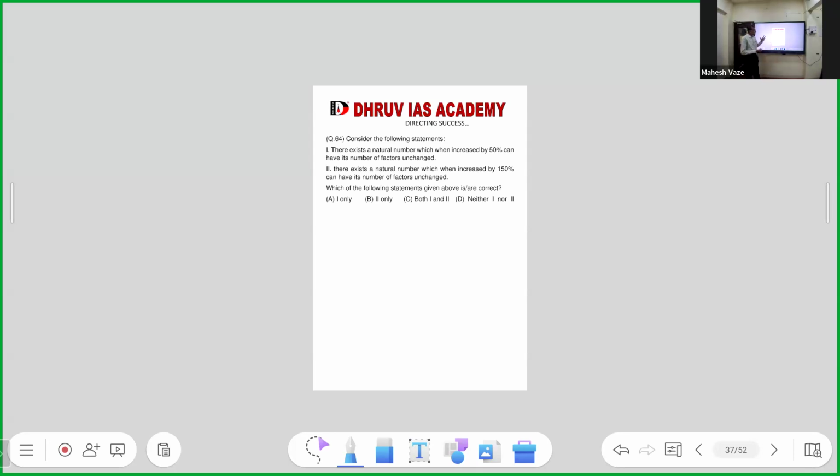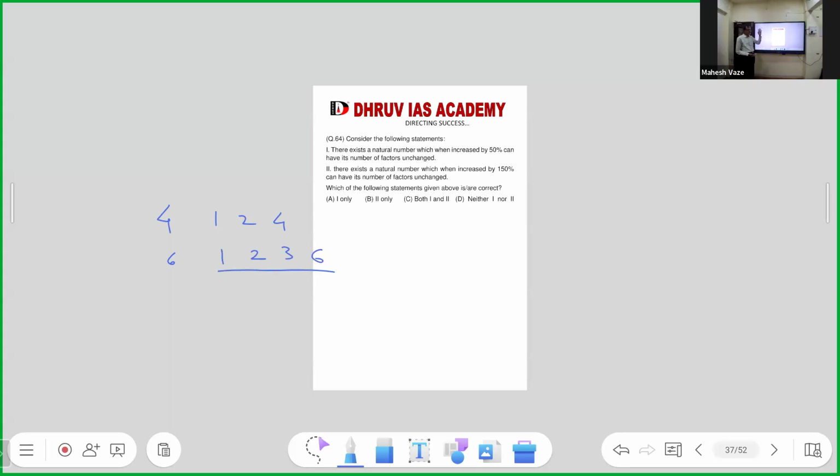We know that for prime numbers the number of factors is always 2. So most probably the number may be a prime number. Take the number 4, the smallest composite number, because 1 is neither composite nor prime, and 2 and 3 are prime. For 4 the factors are 1, 2 and 4. Now if you increase it by 50%, it will be 6. The factors are 1, 2, 3 and 6. So the number of factors changes.